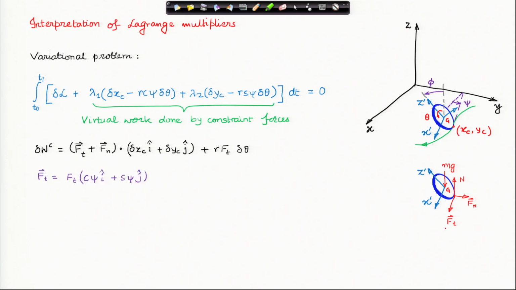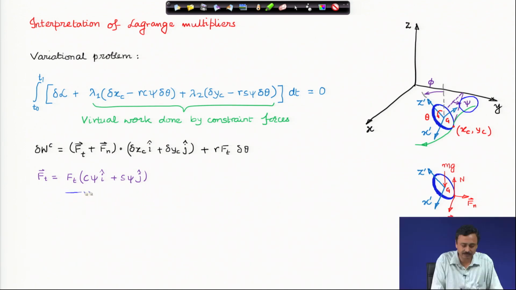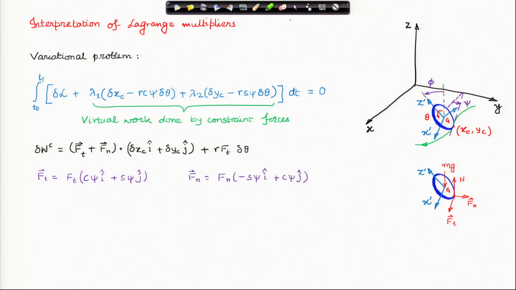Now, this Ft vector, the force which is tangential to the path at this instant, can be written using the angle psi, which you can see here. Using this angle psi, I can express it in the x y coordinates like this, the magnitude times the unit vector in the tangential direction. Similarly, I can represent the normal force Fn, normal to the path, as magnitude times the unit vector in the normal direction.